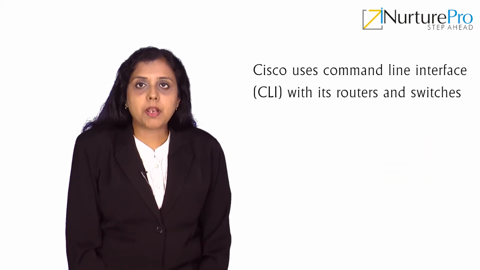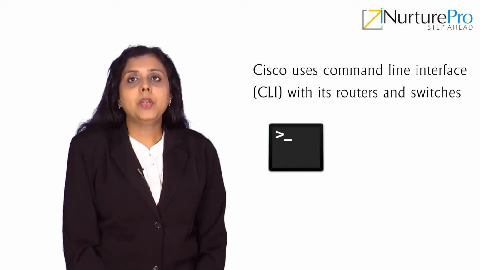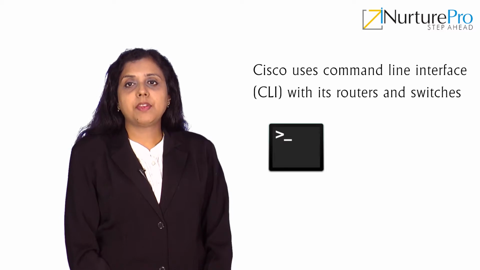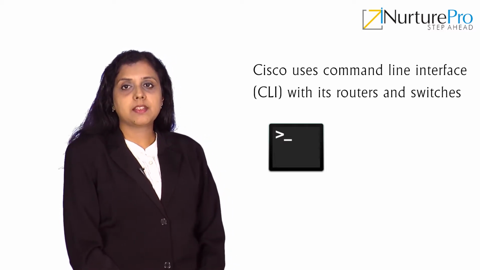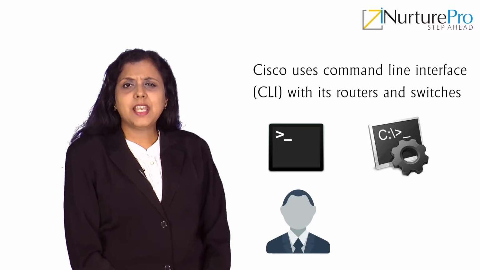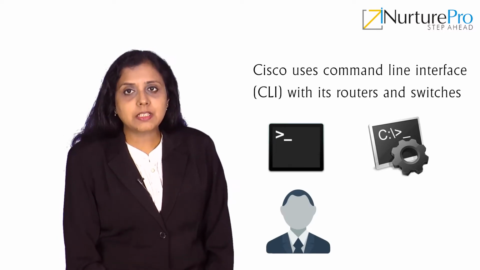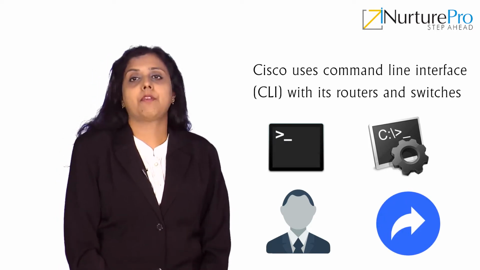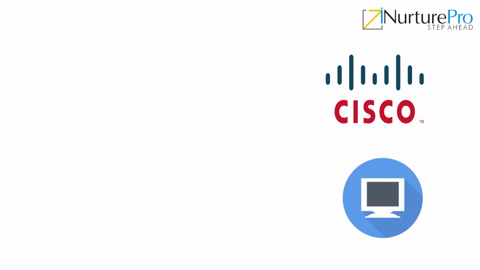Cisco uses the command line interface, CLI, with its routers and switches. The CLI is a user interface in which the user enters text commands to interact with switches. When the user sends any command, the switch does the task based on the instructions and sometimes it replies back with the results. Cisco Catalyst switches also support various methods to monitor and configure the switches.